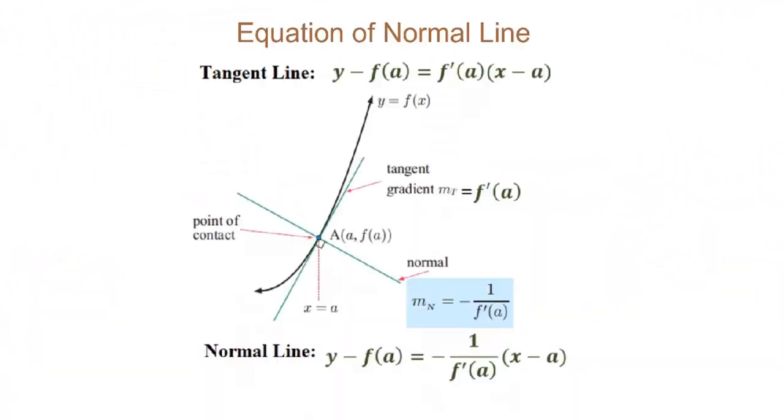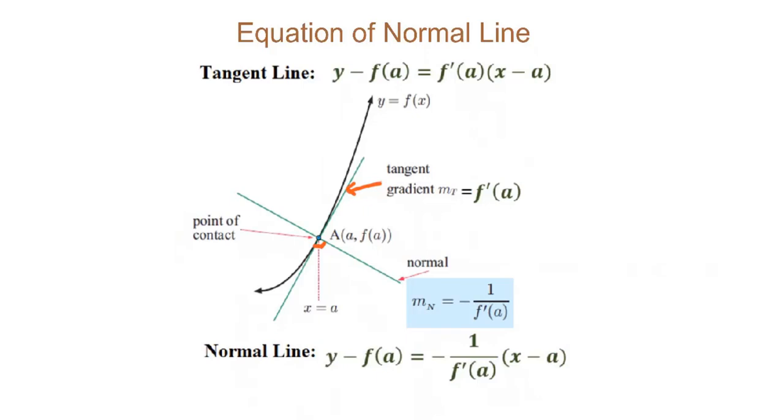This video is about the equation of a normal line. Let's talk about the normal line. We know this line is a tangent line. The normal line will be perpendicular. You see, this is a right angle, perpendicular to the tangent line.